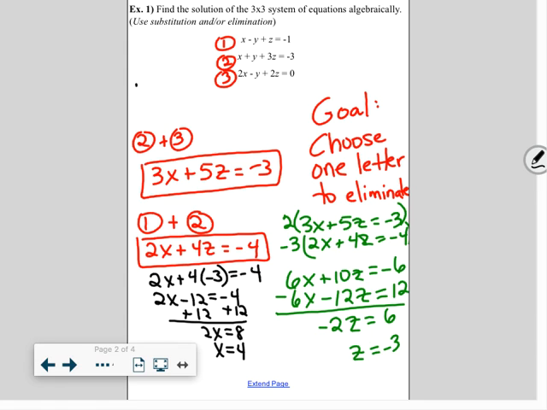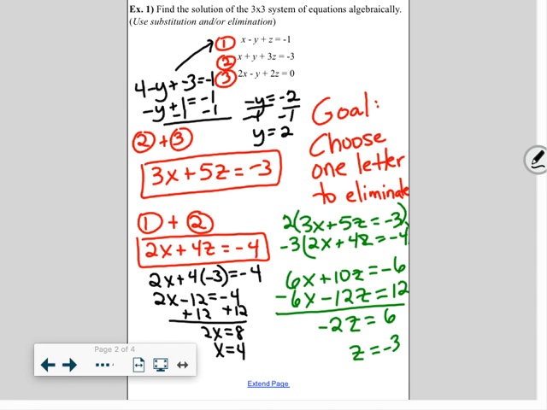So if I use the first one, that's 4 minus y plus z, and z was negative 3. I'm doing the first equation, so that's negative y plus 1. Subtract 1. Negative y is negative 2. Divide by negative 1, and y is 2.